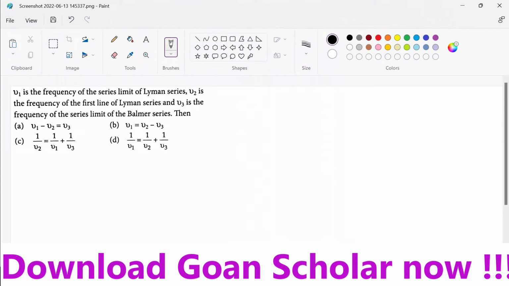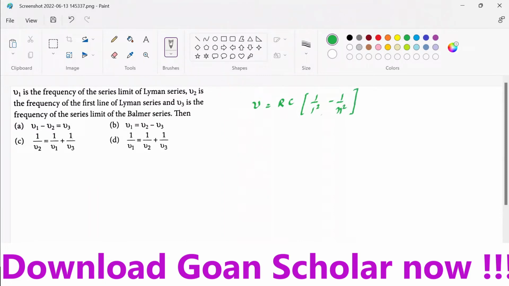Clear? So let me now recall your basic concepts of Lyman, Balmer and all. What happens basically if an electron is jumping from any higher energy level to the energy level 1, E1, then the series we call Lyman series, and the frequency of that equals RC into 1 upon 1 square minus 1 by n square. N is any higher energy level.